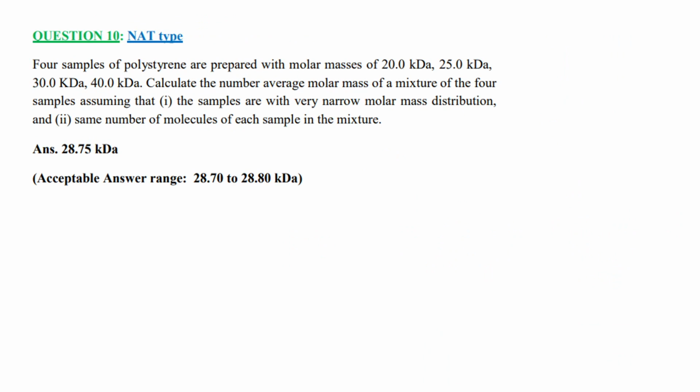Now coming to our last question today. One simple mathematical question. Let's say you have four samples of polystyrene. Polystyrene, you remember, from styrene. The polystyrene samples are prepared with molar masses of 20 kilodalton, 25 kilodalton, 30 and 40. Now, you are asked to calculate the number average of the molecules.